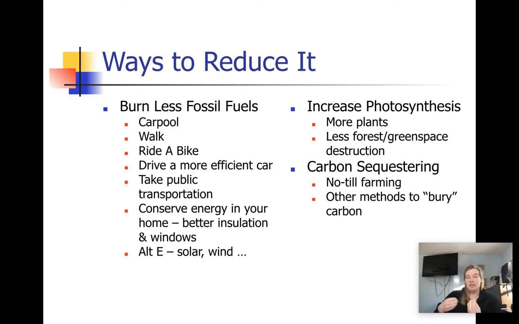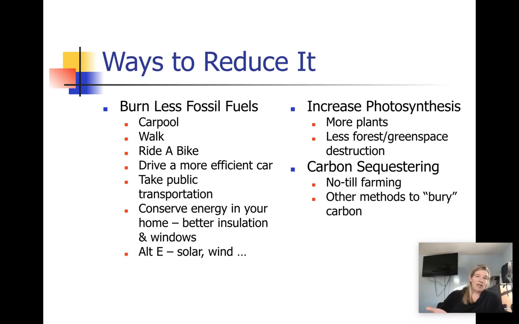Some alternative energy sources like solar and wind would reduce CO2. Biomass would not reduce CO2 because it's burning. It's just burning something different. So I have to be careful if I say alternative energy sources. I have to be specific, like solar or wind would reduce it.